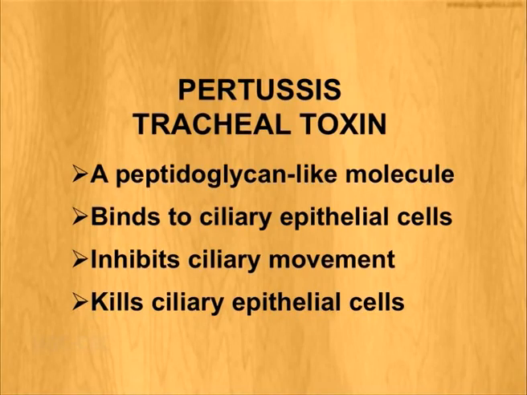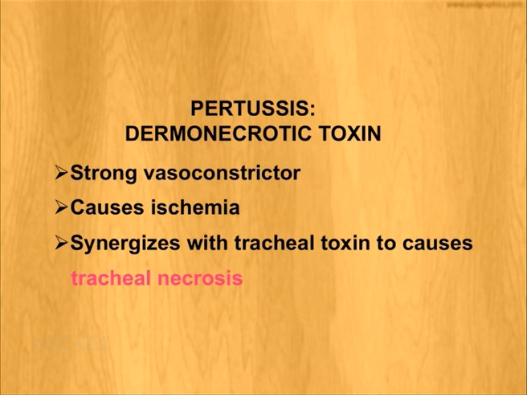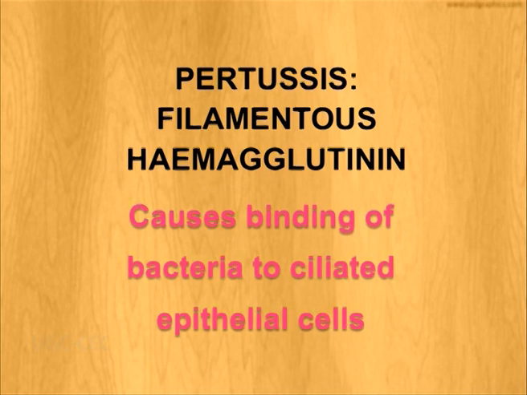The tracheal toxin is a peptidoglycan-like molecule. So basically the organism's cell wall is responsible for this, and it binds to the ciliary epithelial cells. The dermonecrotic toxin, on the other hand, causes tracheal necrosis. The necrosis of the tracheal cells is brought about by the dermonecrotic toxin, produced again by the organism Bordetella pertussis. The filamentous hemagglutinins, as we have seen earlier, bind the bacteria to the ciliated epithelial cells.